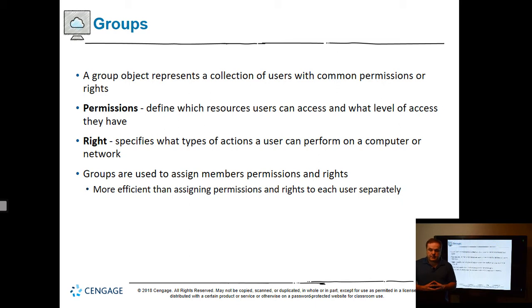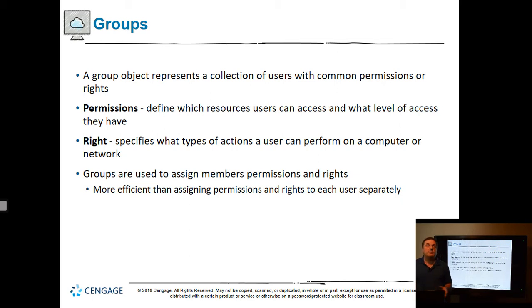Permissions define which resources users can access and what level they have. And of course, there are rights, which specify the types of actions a user can perform on a computer or network. So lots of different things going on there. Groups are used to assign members permissions and rights.